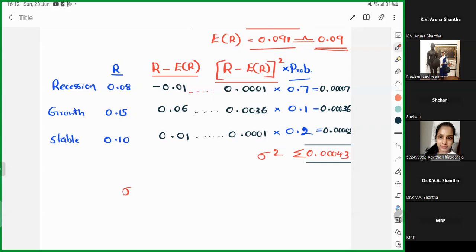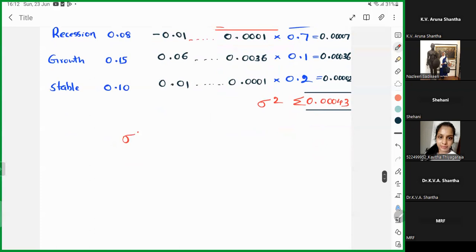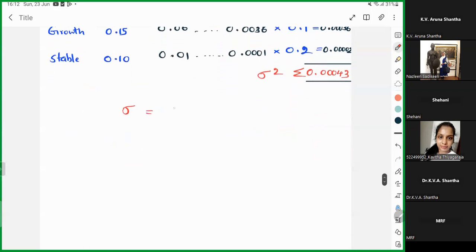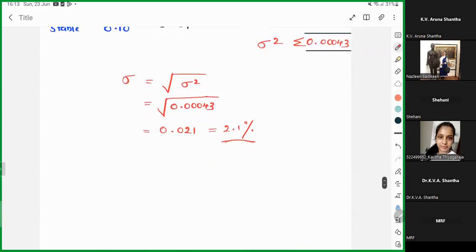Then how do you get the standard deviation? Same as earlier one: square root of the variance. So you get the square root of 0.00043. How much? 0.021. As a percentage, 2.1%. Right. 2.1%.